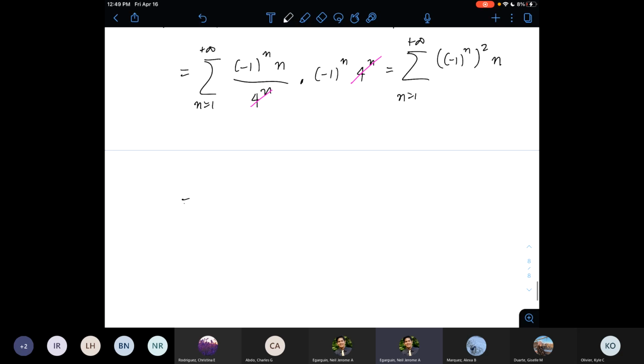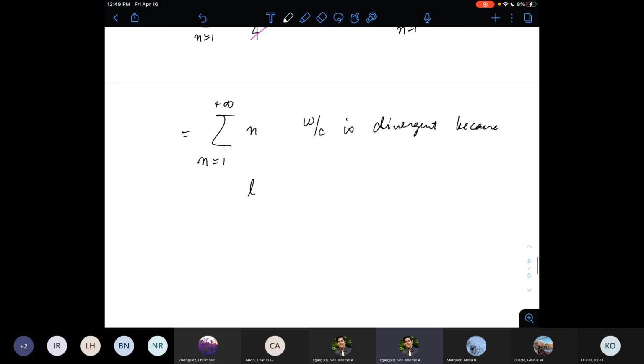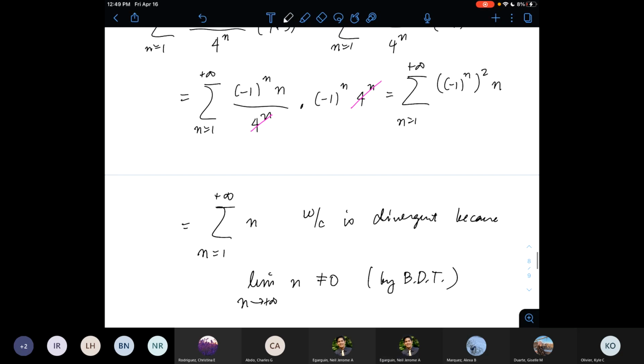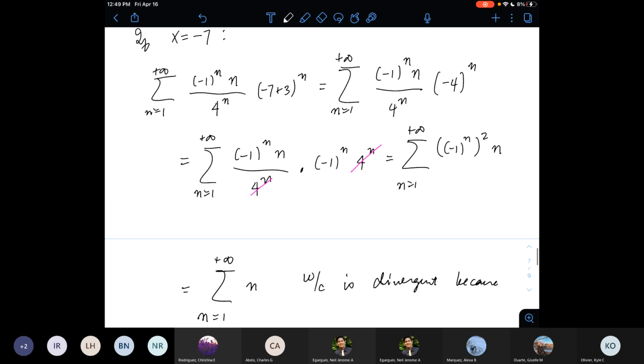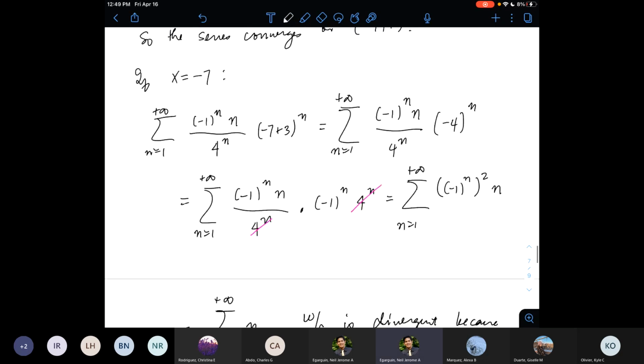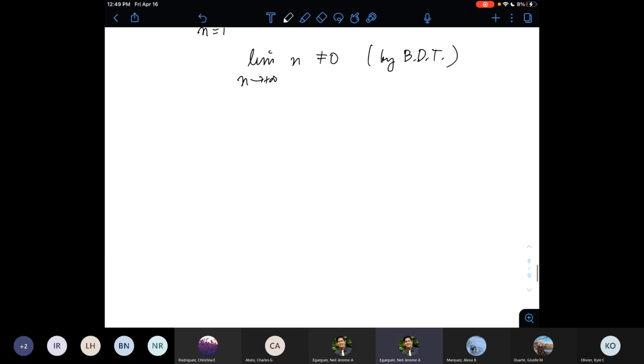Okay, so this will just be the sum of n as n goes from 1 to positive infinity, which is divergent, because the limit of n as n approaches infinity is not equal to 0. So that's by the basic divergence test. All right. Is that good? Now, we know that it will diverge at x equals -7. Let's try the other endpoint.